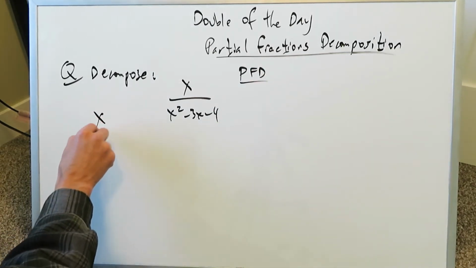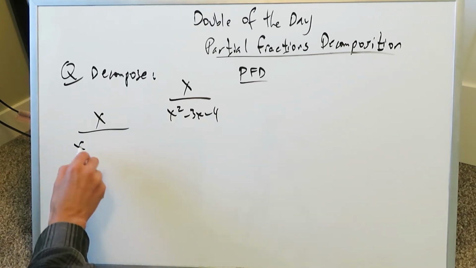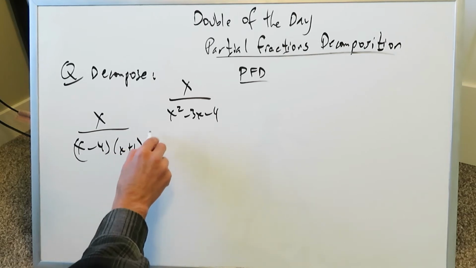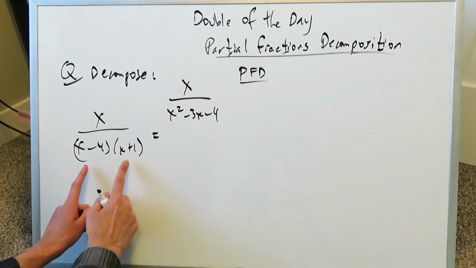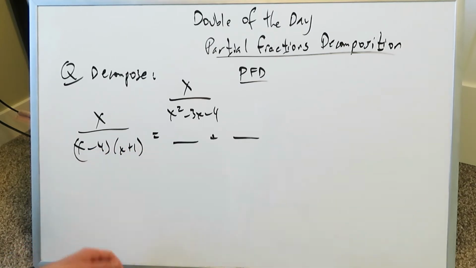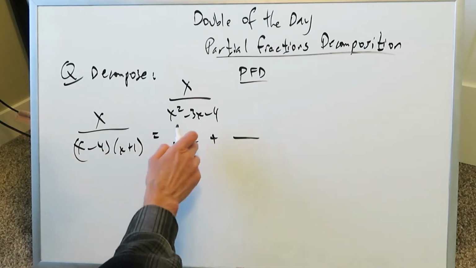How do you start? Well, you look at the denominator, you factor it out. You have x minus 4 and you will have x plus 1. What do you do then? You count the number of these factors you have. These are all simple cases, so what you see is what you get. You have two factors here, therefore you must have two items here.